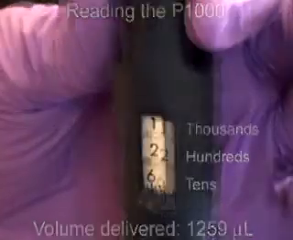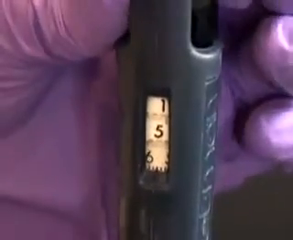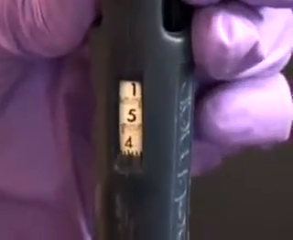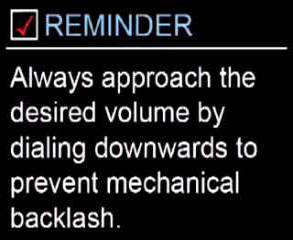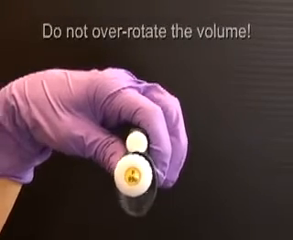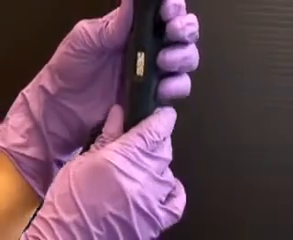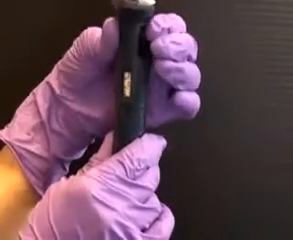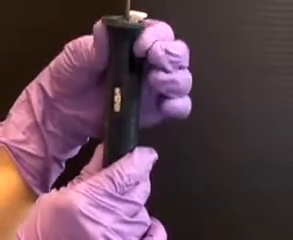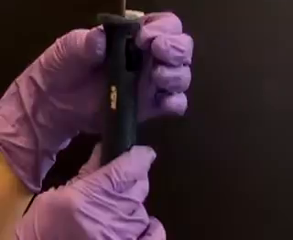1,259 microliters. To correctly adjust the volume setting, turn the volume adjustment knob to 1/3 of a revolution past the desired volume. Then, slowly move the dial back down to the desired setting. Always approach the desired volume by dialing downwards to prevent mechanical backlash and to ensure precise volume transfer. When adjusting the volume of a PipetteMan, take care not to rotate the dial past the maximum. You cannot transfer volumes above the range of the PipetteMan.